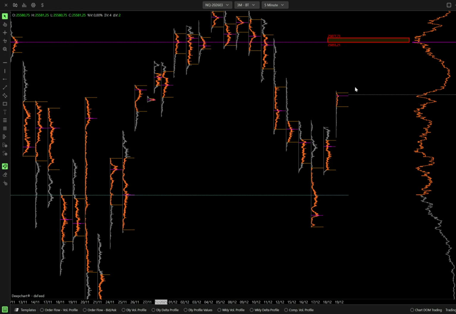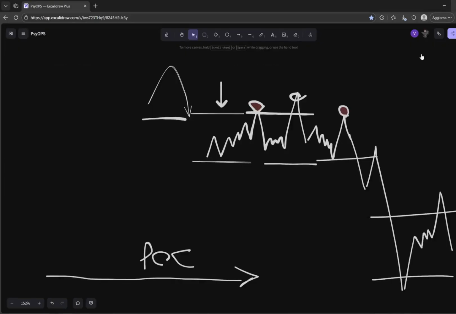In this one, we see that this is the POC of the composite. So this is the protection point. This is the level, the virgin POC, no? Is the level where the price is going to reach with the highest probability because we just rejected the value area low. So let me go on the profiling.